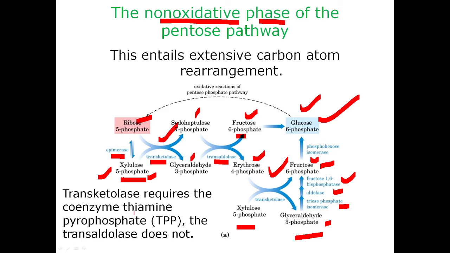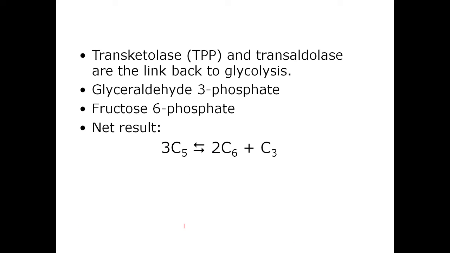This requires thiamine pyrophosphate. Everybody knows that thiamine is a vitamin, and it is required in our diet. So this is where the role of vitamins comes in. It acts as a coenzyme, thiamine pyrophosphate, whereas the transaldolase reaction does not require TPP. The transketolase and transaldolase reactions are linked back to glycolysis.